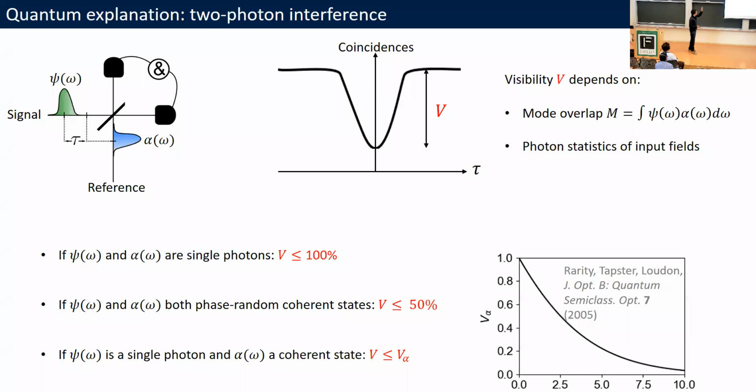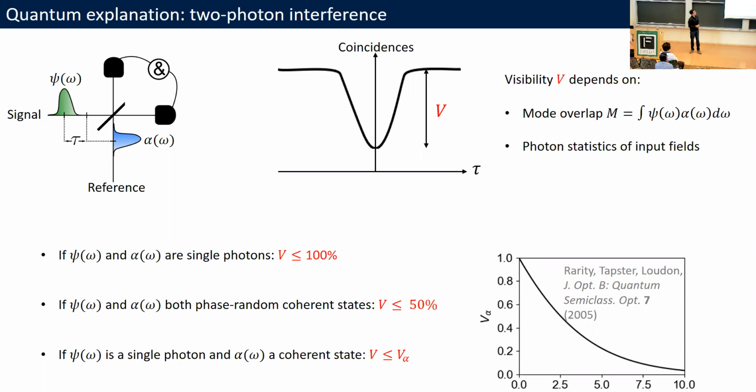Okay, and so if you have good single photons, you can get up to 100% visibility. If you use phase randomized coherent states, which is the example in the previous slide, you can get up to 50% visibility. And if you have a single photon and a coherent state, then you're bounded by V alpha, which was studied in this paper here, and this is what the visibility looks like. Okay, so I can make a connection here to Rob Spekkens' talk.